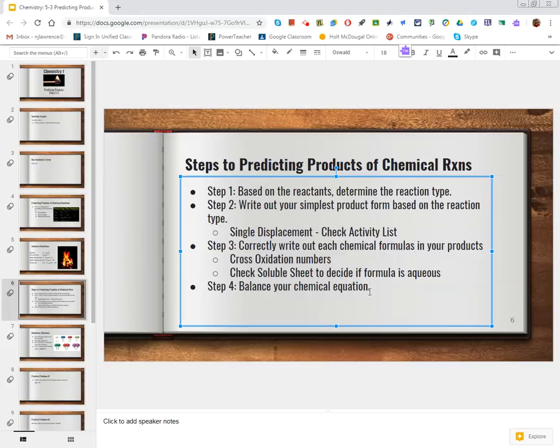And then the last step, which we've already done, is to balance our chemical equation. So a lot of this we've already done. Right now, we're just looking at how to do step 2. How can we start to predict our products?